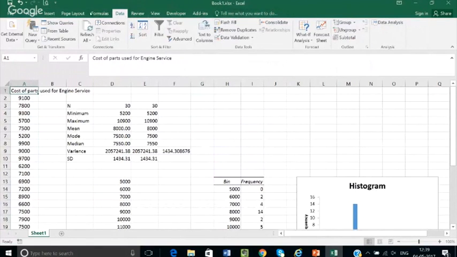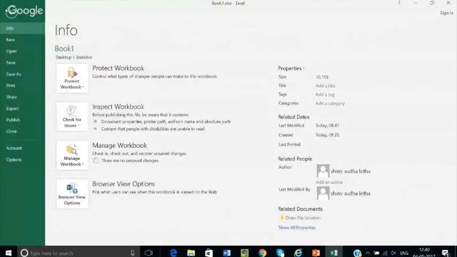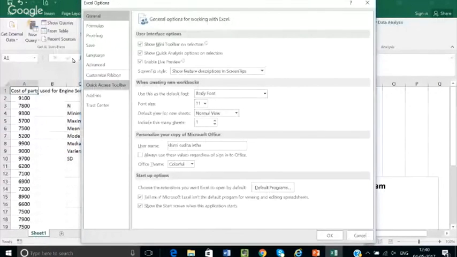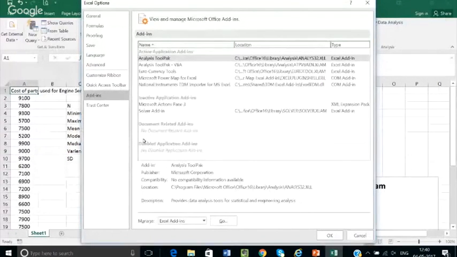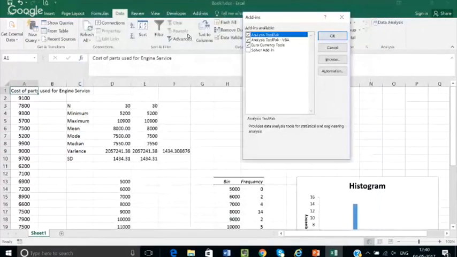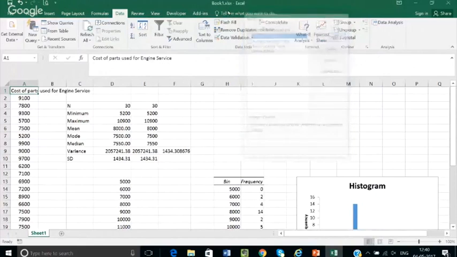Actually, normally in computers the data analysis package is not enabled. It is an add-on package that is not enabled by default. To enable it, you have to go to the options of Excel, go to Add-ins, select Excel Add-ins and Go. Select the Analysis ToolPak and OK. It will automatically enable the Analysis ToolPak. I have already enabled it, so I am not doing that. This is a one-time process. Using this process, you can enable the data analysis package in Excel.